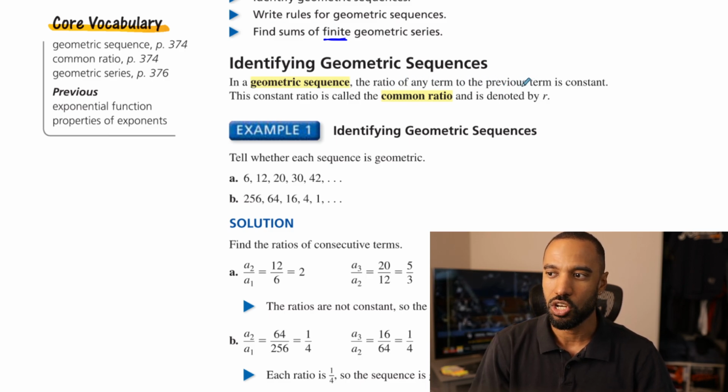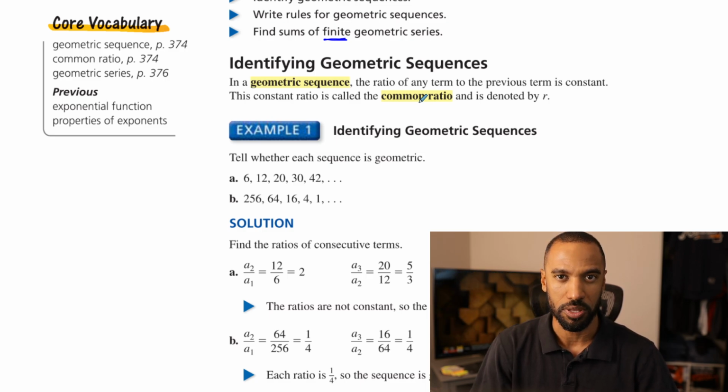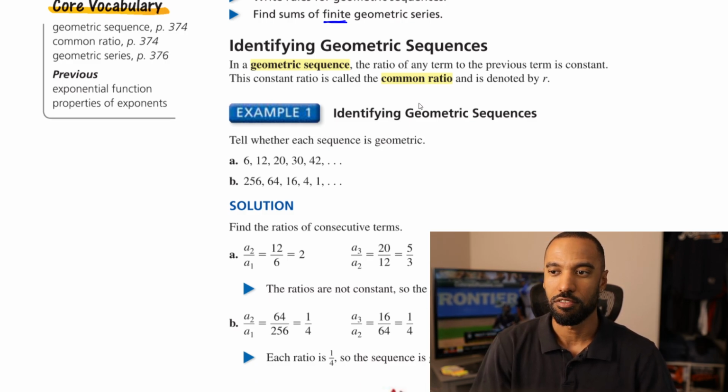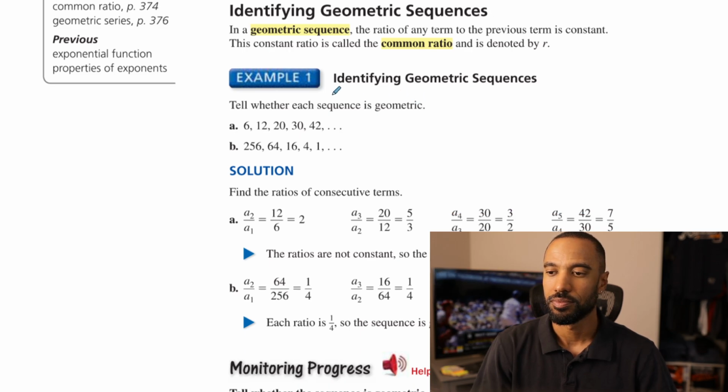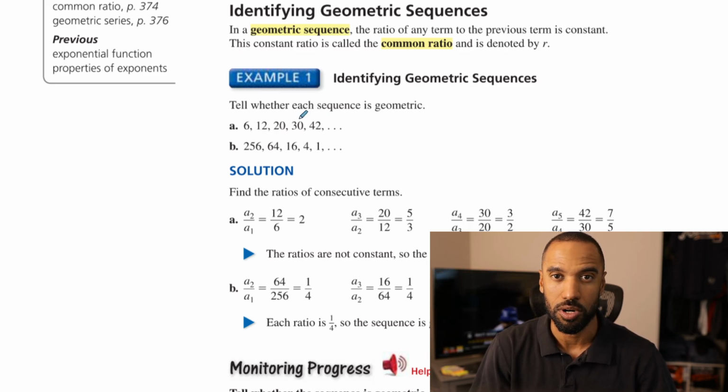The ratio of any term to the previous term is constant. That means you're multiplying by the same amount each time. You really want to call it multiplication, not division, even if it means multiplying by a fraction. So tell whether each sequence is geometric or not. You have to see if you're multiplying by the same amount. It's not about difference anymore.